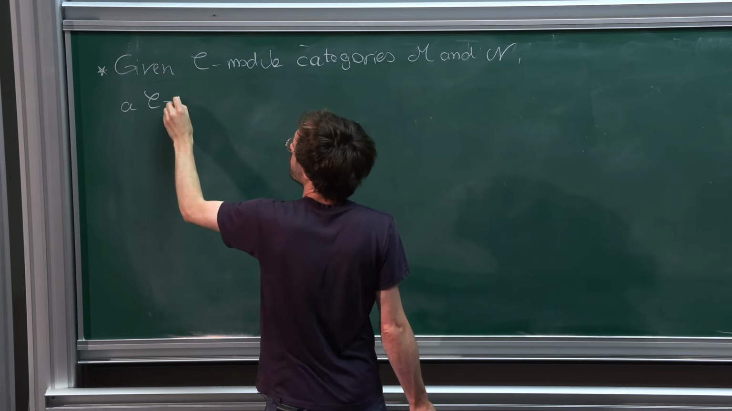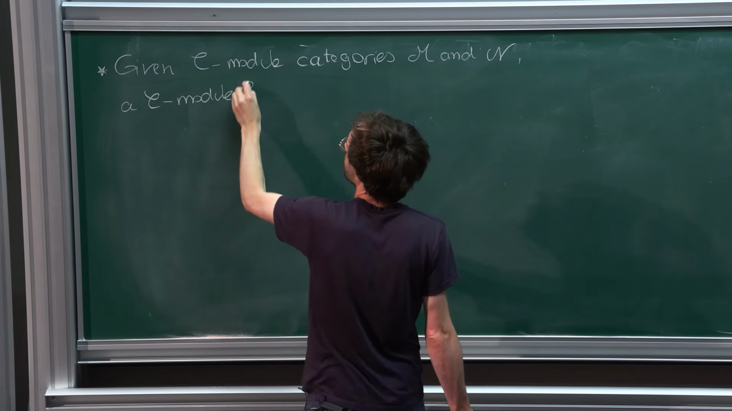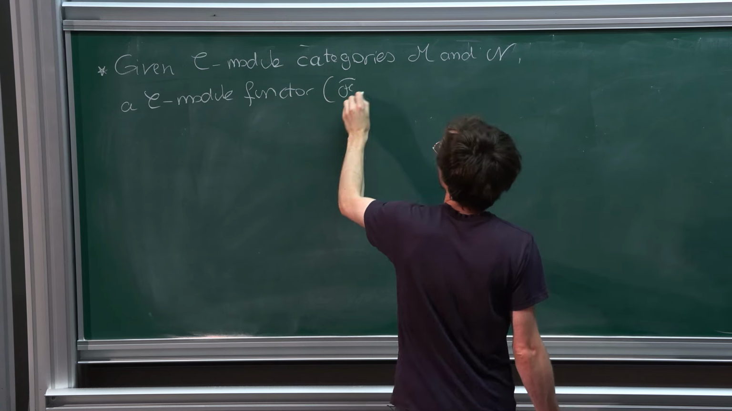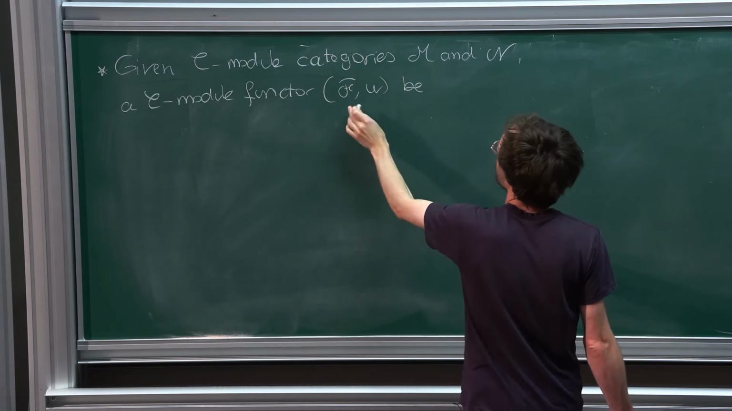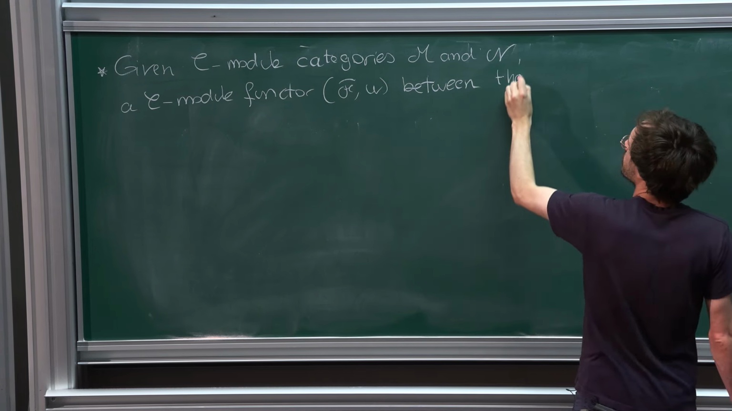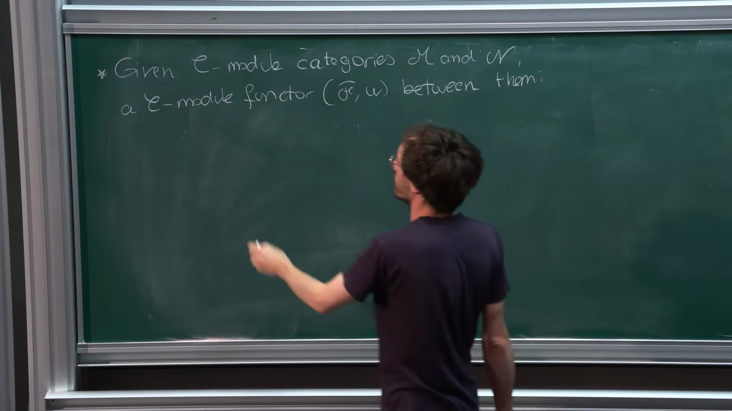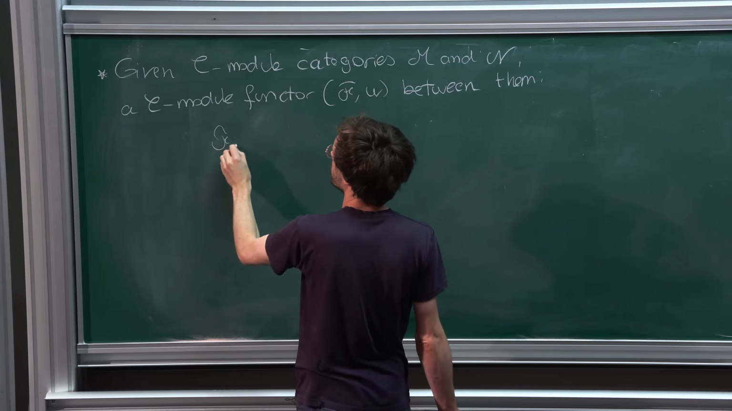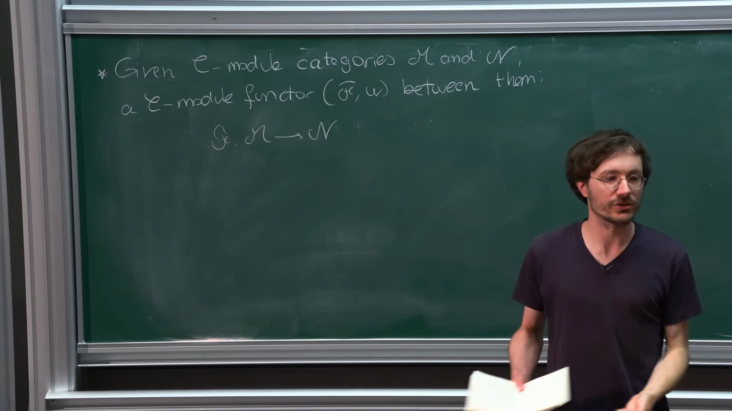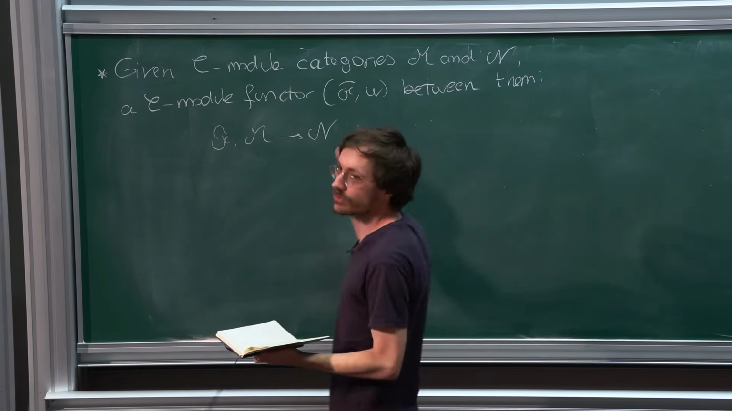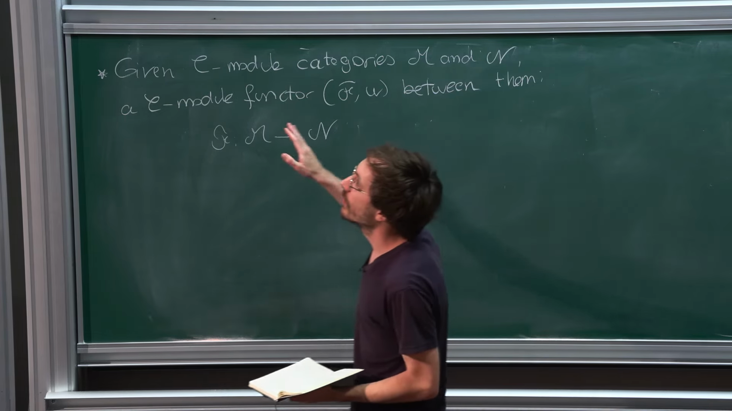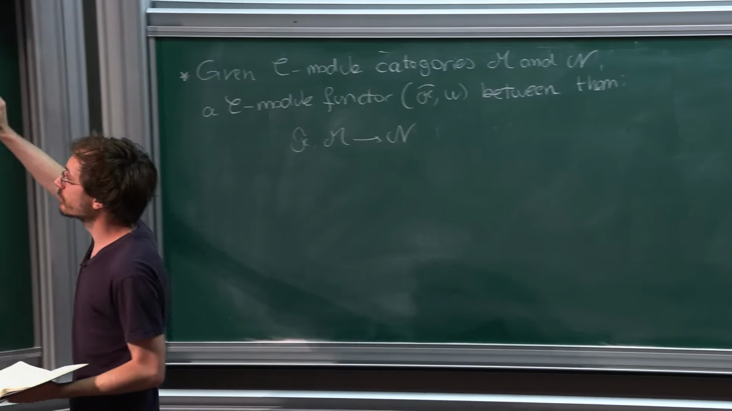A C module functor between them consists of the following thing. We have essentially just a map between the corresponding module categories. It's just a way of relating essentially the lines in one module category to another. So there is a relation between the two. And this relation needs to be compatible with the action. It has to be compatible with the module structure.